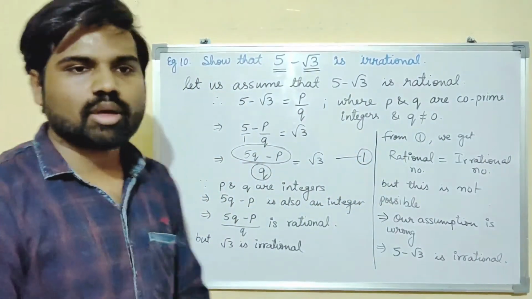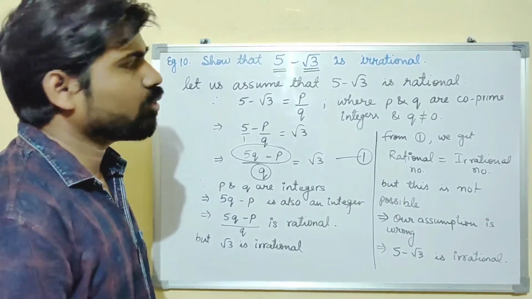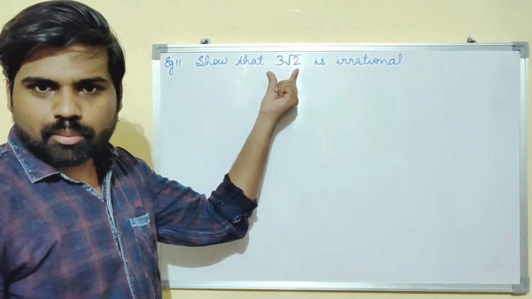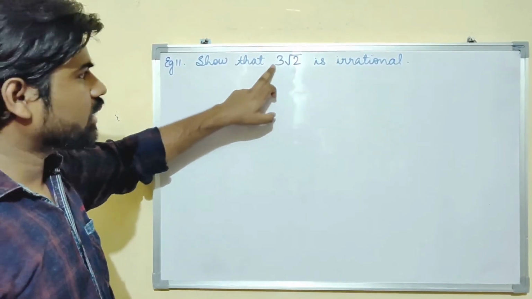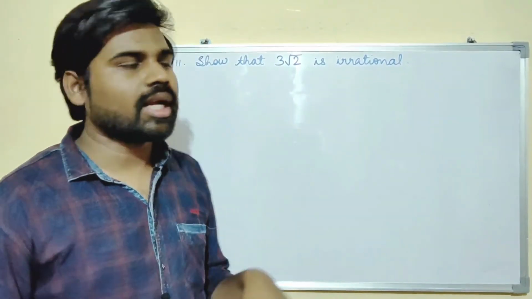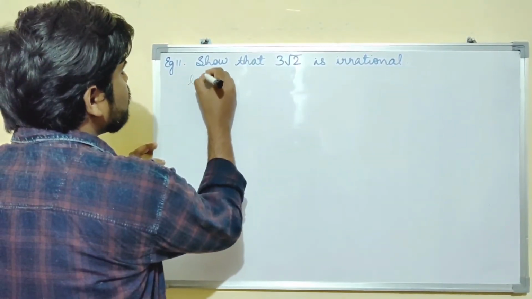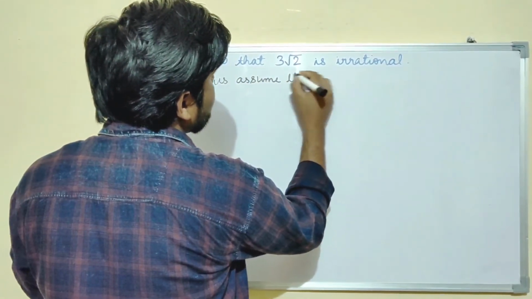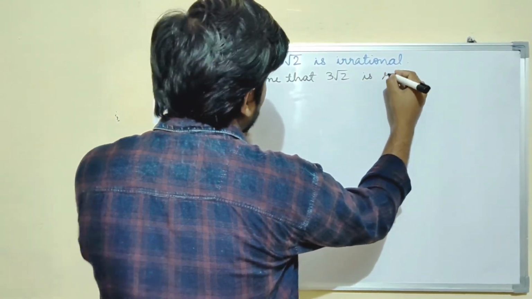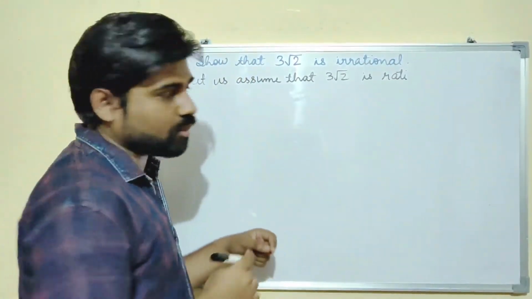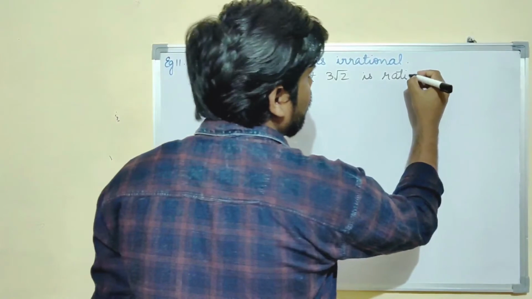Now let us see example 11 and we'll come to know whether we have understood this type of question or not. Example 11 is: show that 3 root 2 is irrational. It is also a mixed type of question, right? Root 2 is irrational and 3 is rational. Rational multiplied by irrational is irrational, right? Now let us prove this. Let us assume that 3 root 2 is rational. We have to assume the opposite of the statement.